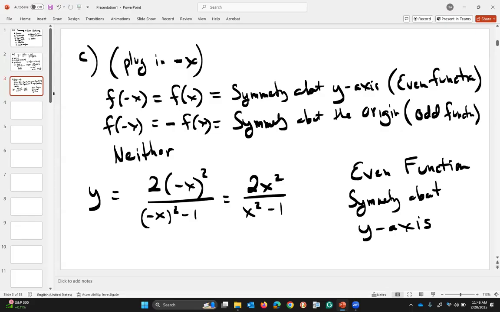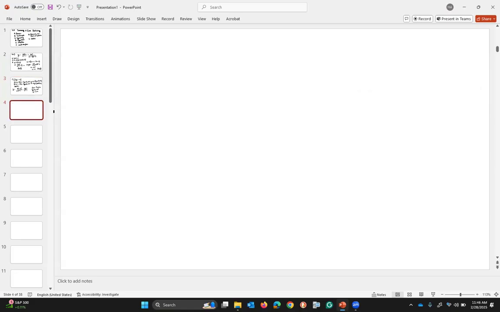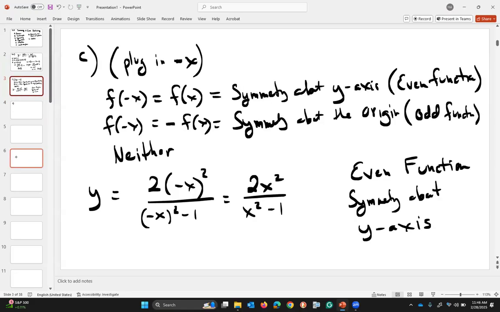Done. D, we got ourselves asymptotes. So tell me if I'm going too fast. I can go back. Even, so negative equals positive. That means negative equals, yes, fine. Even. Okay. All right. And we're going to do a few here.